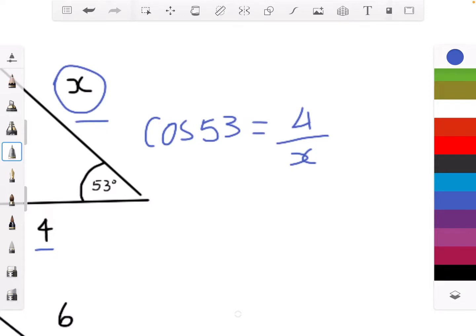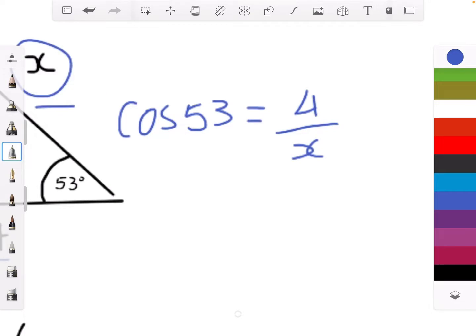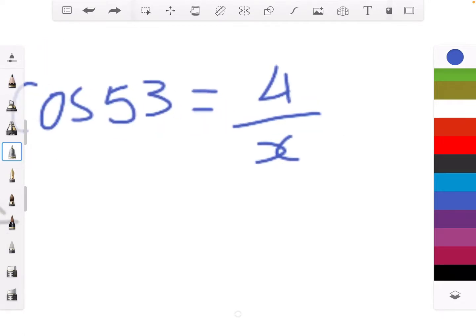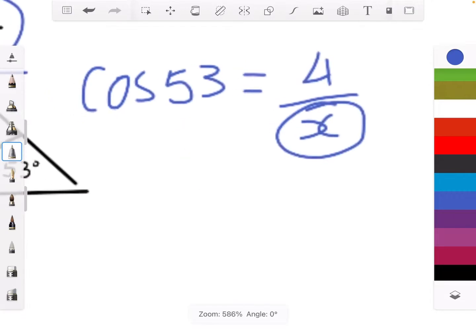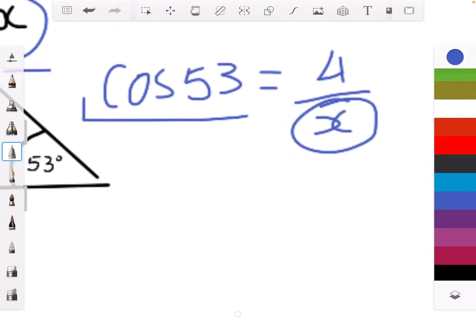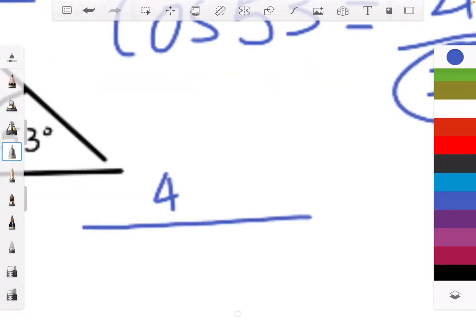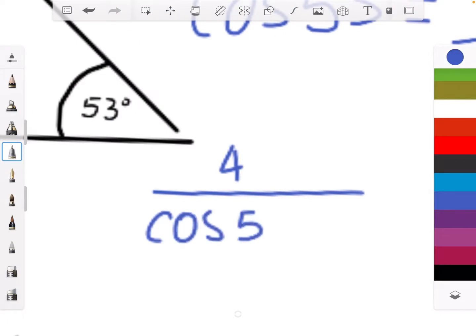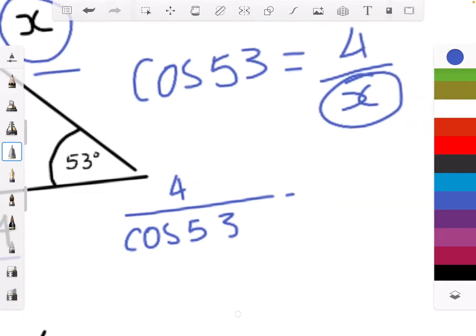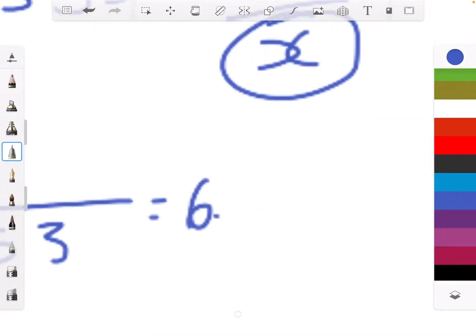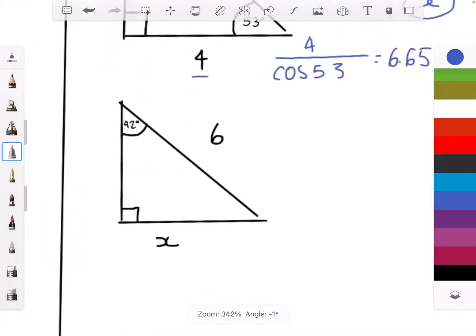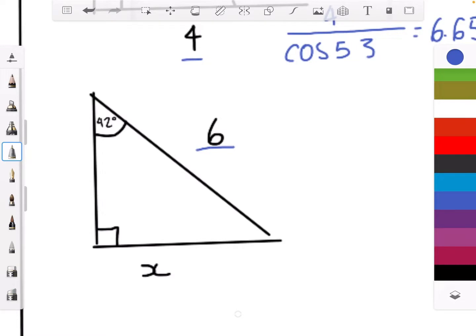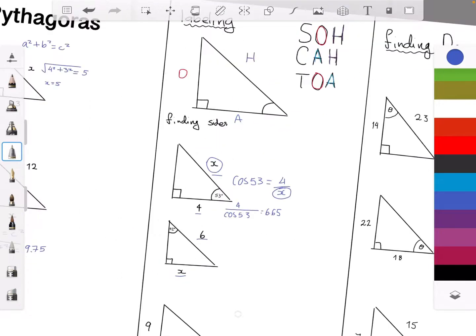Whenever you're given an equation like this, you cannot put it in the calculator. You have to inverse it to get your x. If x is the denominator, you have to divide this by 4. 4 divided by cos 53. And then your answer would be 6.65.